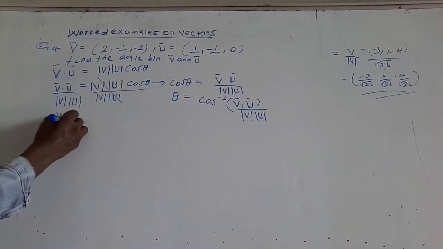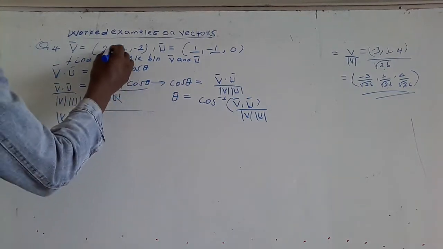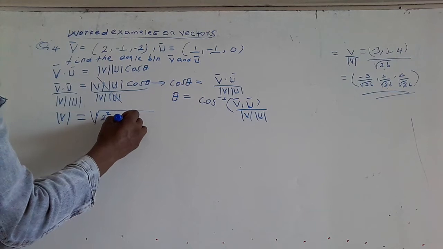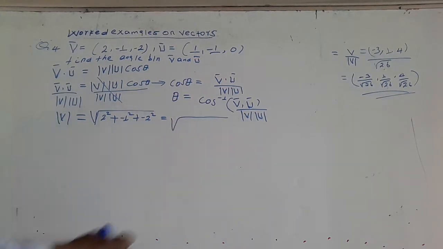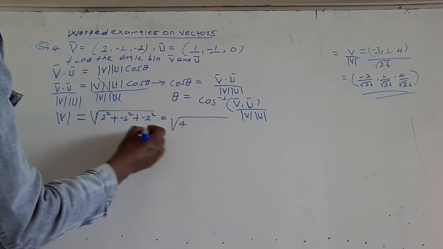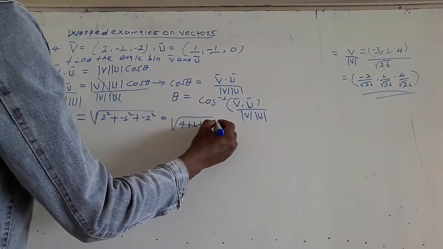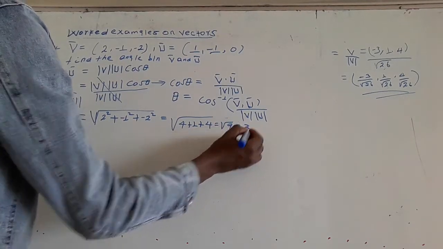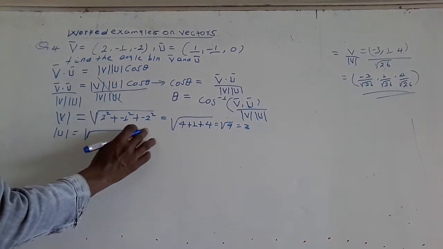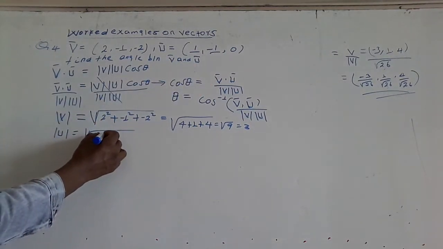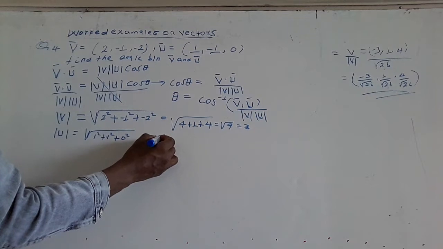Now the magnitude of B equals the radical of 2 squared plus minus 1 squared plus minus 2 squared, which equals radical of 4 plus 1 plus 4, which is radical 9, equals 3. The magnitude of U equals radical of 1 squared plus minus 1 squared plus 0 squared, which is radical 2.